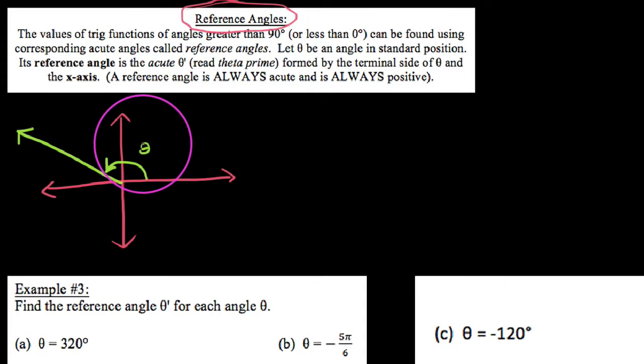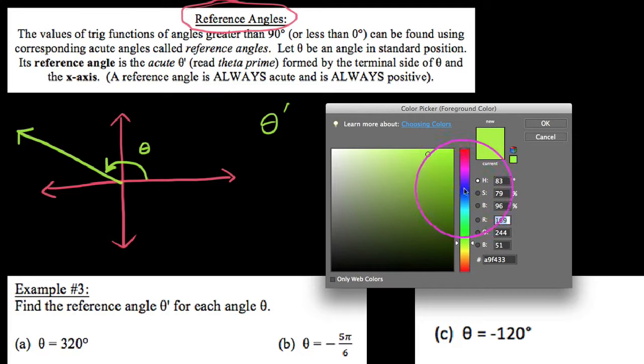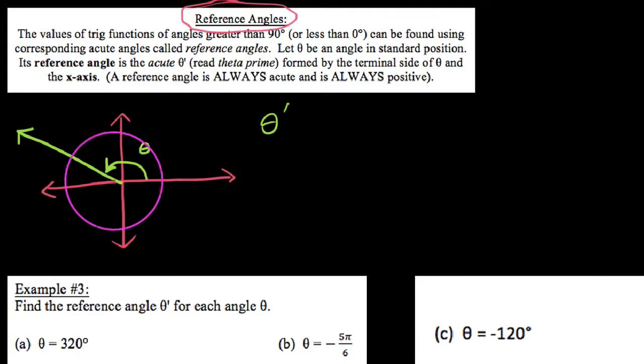So the first thing we need to learn is this. Every angle theta has a reference angle associated with it, and we refer to it as theta prime. You just write it as a theta with a little apostrophe. It's formed by the terminal side of theta and the x-axis. If we pull out a lighter cerulean here, I can see the terminal side of my angle theta. It is the acute angle theta prime formed by the terminal side of theta, this blue thing we just highlighted, and the x-axis.